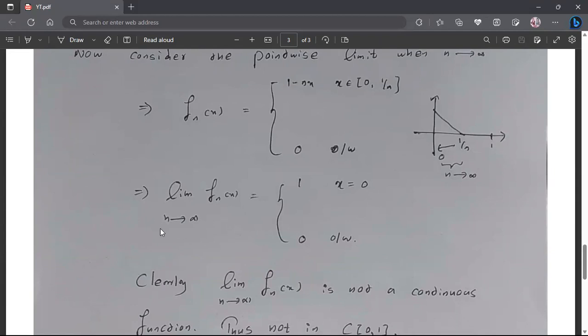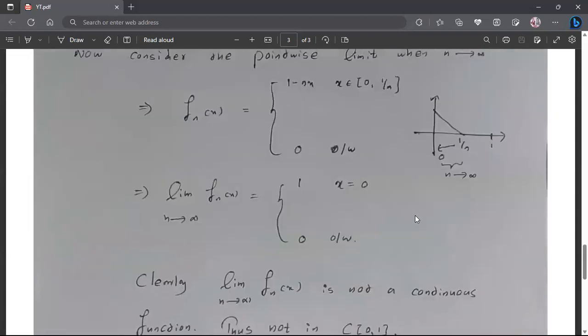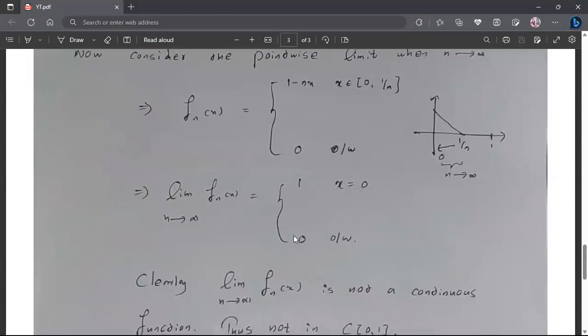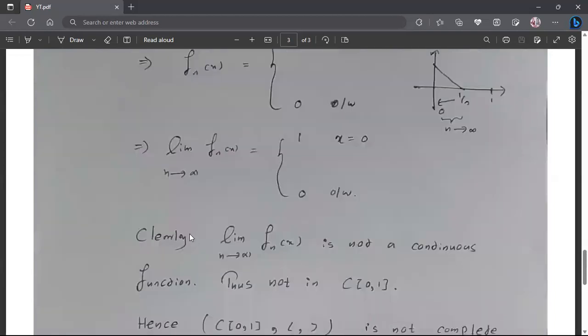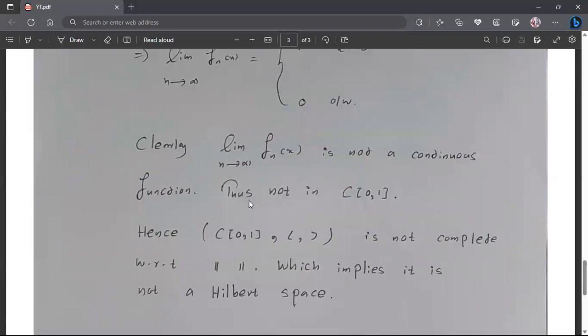This is also a function, the limit function, but clearly this is not continuous, because otherwise it gets 0, and only when x is equal to 0 do we get 1. So here this is not a continuous function. So what was our goal here? Our goal was to find a sequence of continuous functions which converges to a discontinuous function. Clearly this is a discontinuous function, but the functions in the sequence are all continuous. So we found a Cauchy sequence in this continuous function space which does not converge to a continuous function.